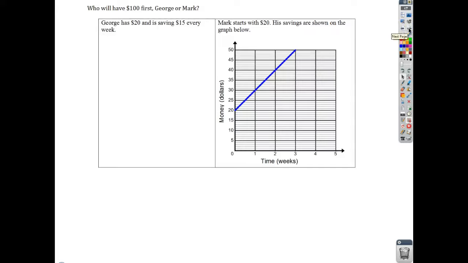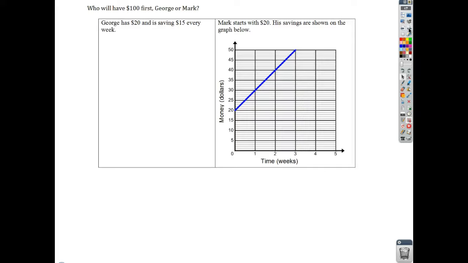Let's take a look at the two situations first. So first one, I have George has $20 in his savings. He has $20 and is saving $15 every week. Then I have another one where Mark starts with $20 and his savings are shown on the graph below. So what we want to know is who will have $100 first, George or Mark. Why don't you go ahead and try to figure out what the answer is. Who's going to have $100 first, George or Mark?